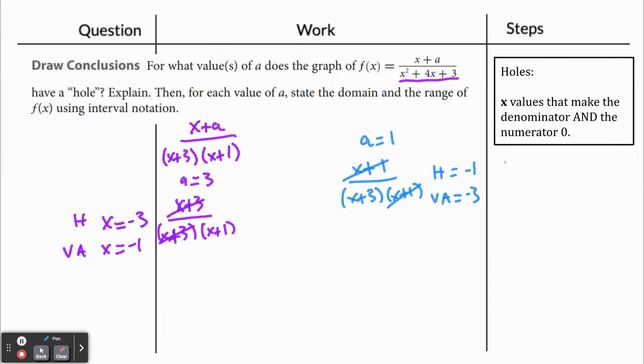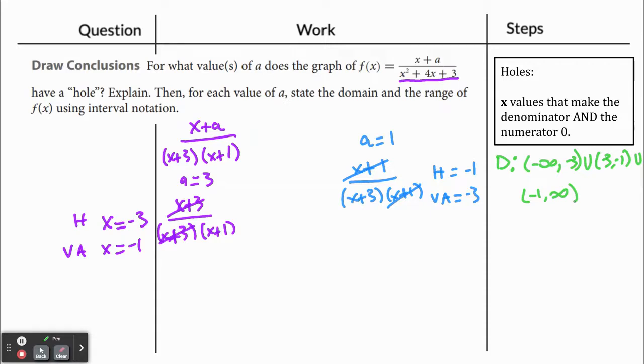So for the domain for both of them, I'll do here in green really quick. Domain in interval notation is negative infinity to negative 3, negative 3 to negative 1, and then, bringing this down here because I ran out of room, going from negative 1 to positive infinity. So that's the domain for both.